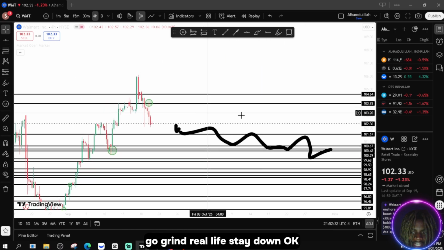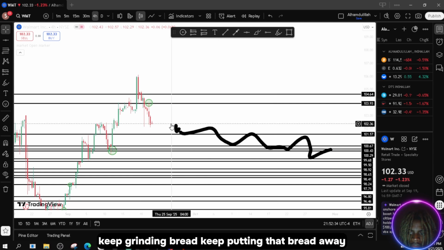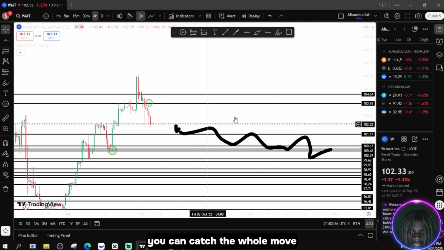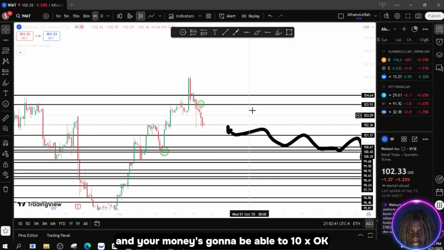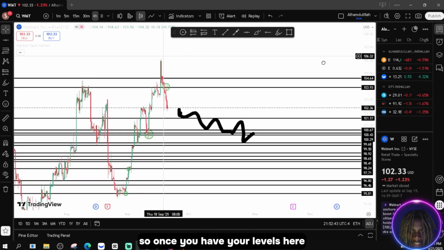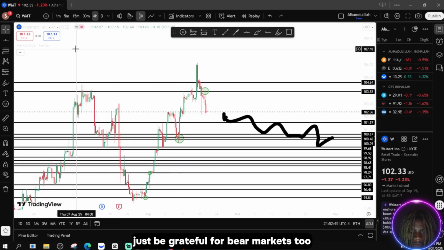Go grind real life, stay down. Okay, keep grinding, keep putting that bread away, and then when the play comes, you can catch the whole move. You can buy the contract that you want, and your money's going to be able to 10x. Okay. So once you have your levels here, just be grateful for bear markets too.